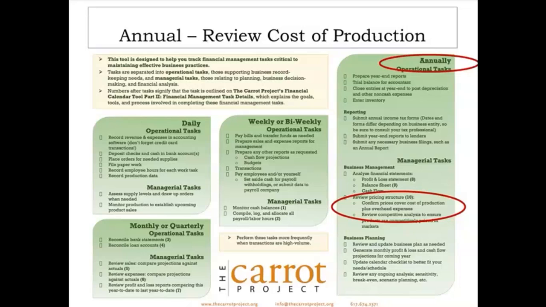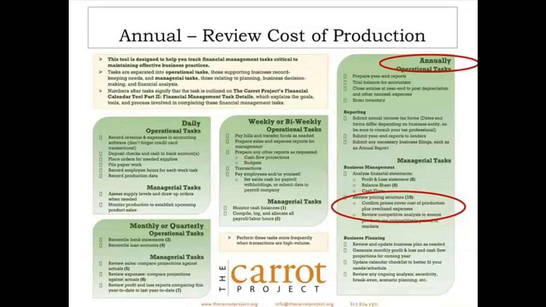If your competition is charging $30 a case for tomatoes and your cost of production is $40 and you decide that you need to charge $50 or $60, you might have a hard time selling at that price because it's so disparate from what the competition is. So part of understanding your pricing structure is knowing your costs, but also knowing what other people are charging for similar products.